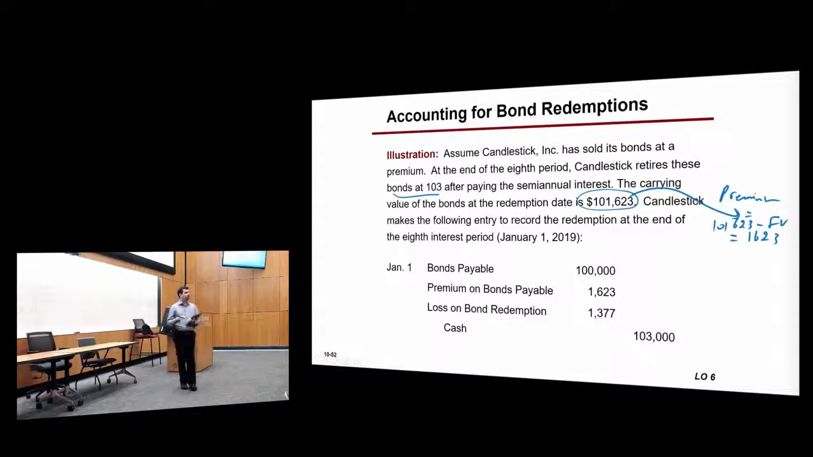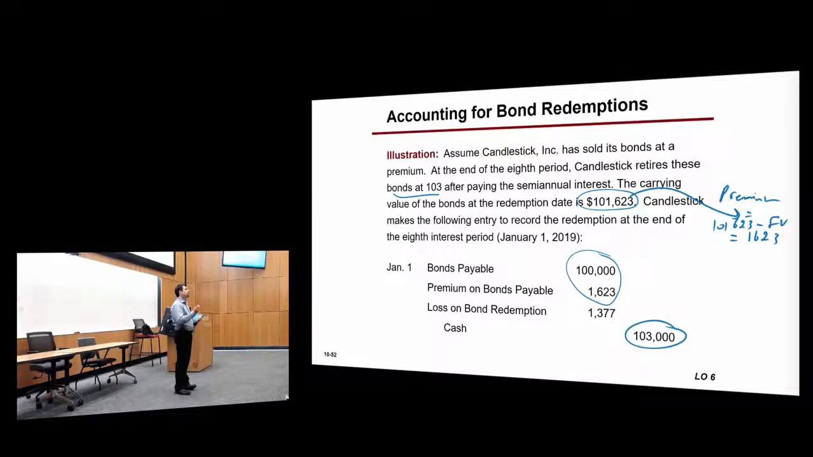Now when you have a premium, and in this case, what's the difference? This is the amount of cash that the company had to pay. What was the carrying value? The difference between the payment and between the carrying value will be, in this case, positive. So the company paid more than the carrying value, so they will record a loss.